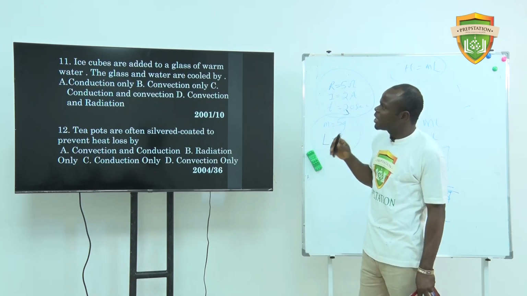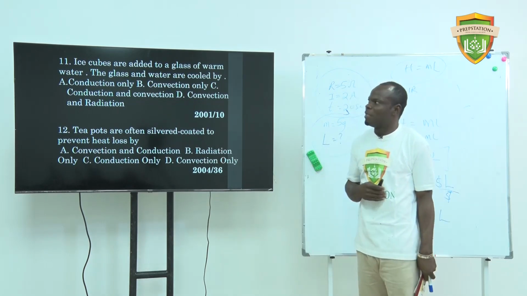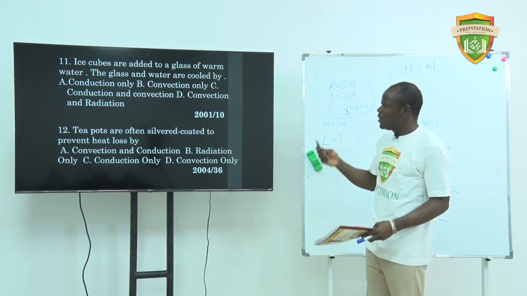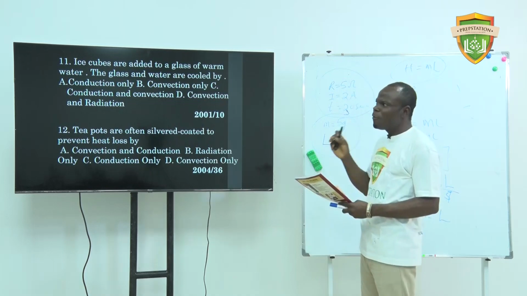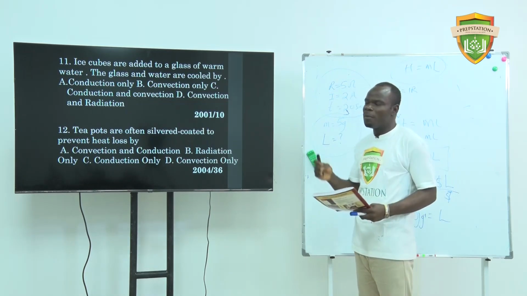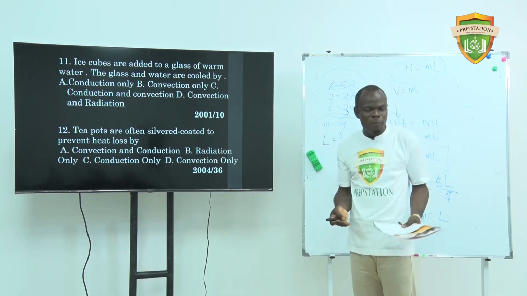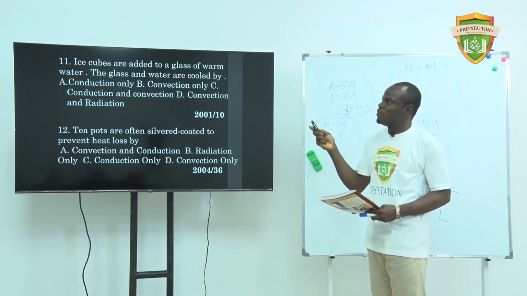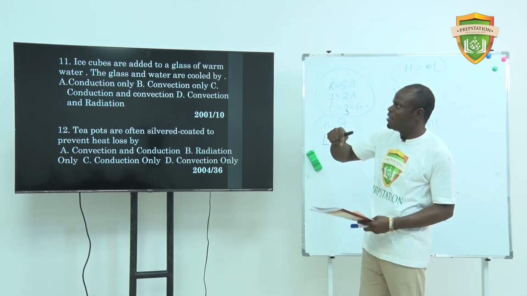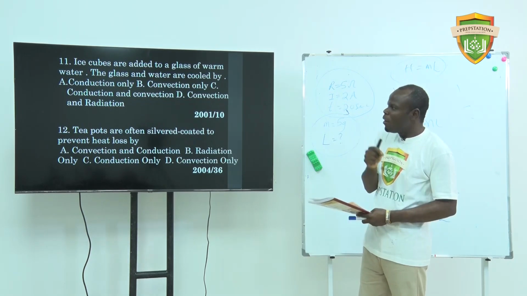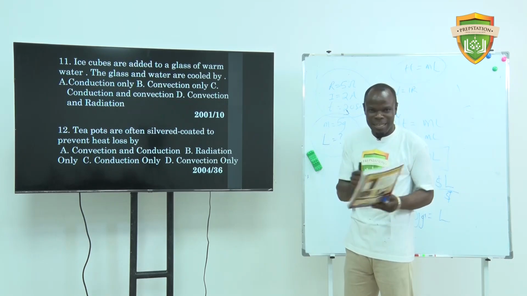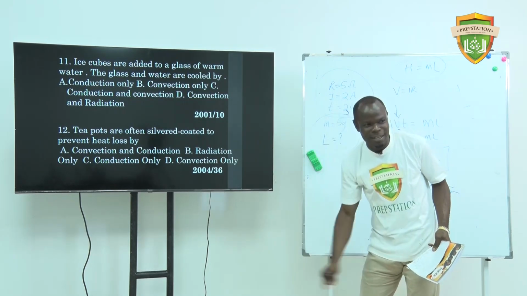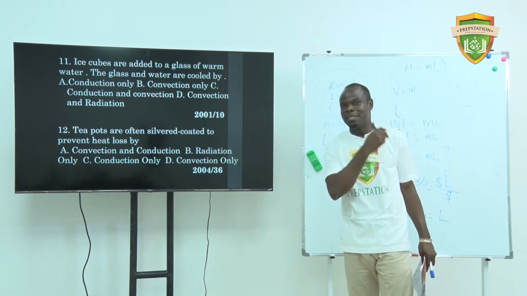It says, ice cubes are added to a glass of warm water. The glass and water are cooled by what? Let's look at what is happening on the board. Don't forget we have modes of heat transfer. We have conduction, we have convection, and we have radiation. From what we have on the board, which can explain this concept? When ice cubes are added to a glass of warm water, what type of heat transfer will you notice? There is a contact. That is what? That is conduction. There is flow through the liquid. That is convection. That tells you you have two concepts happening there.